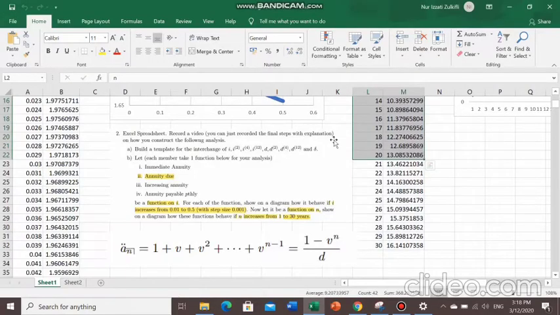Hi, I am Nur Izzati binti Zulkifli from Group A4. I'm going to present question 2b2, where question 2b2 is to analyze annuity due to be a function on I, where I increases from 0.01 to 0.5 with a step size of 0.001. And also we need to analyze annuity due to be a function on n, where n increases from 1 to 30 years.